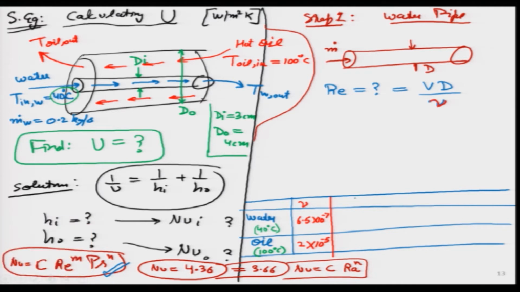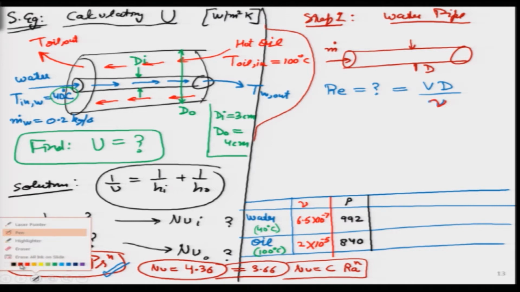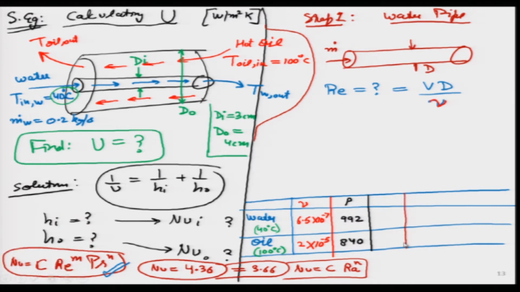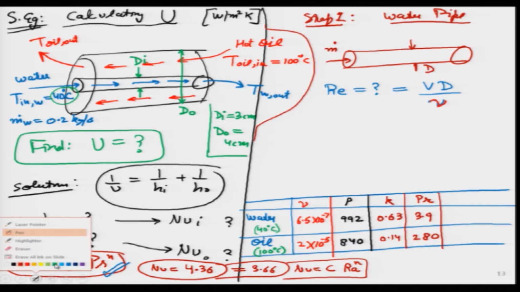Now, the other property that we would need is of course density. So, water density I can take very close to 1000. So, to be accurate it is 992 at that temperature. Oil is slightly less, that is why oil floats on water. Third one we would need very soon is thermal conductivity. The water is 0.63, oil is a very poor conductor compared to water, very less. Prandtl number, water 3.9, oil 280. Why is that? Because the denominator is very low. Thermal diffusivity, Prandtl number is just the ratio, right.